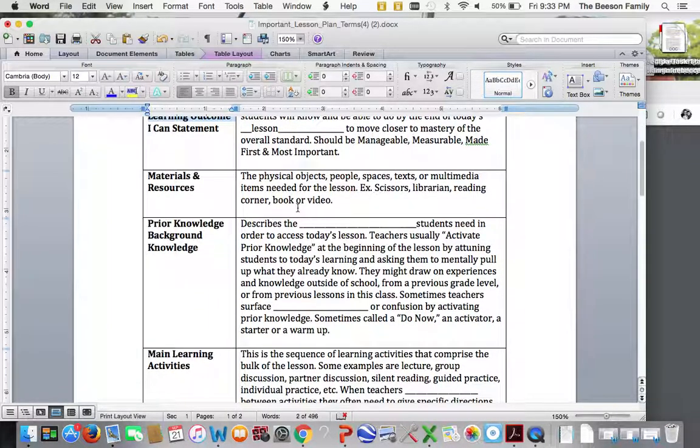Materials and resources, that's self-explanatory. Those are the things you need for your lesson.